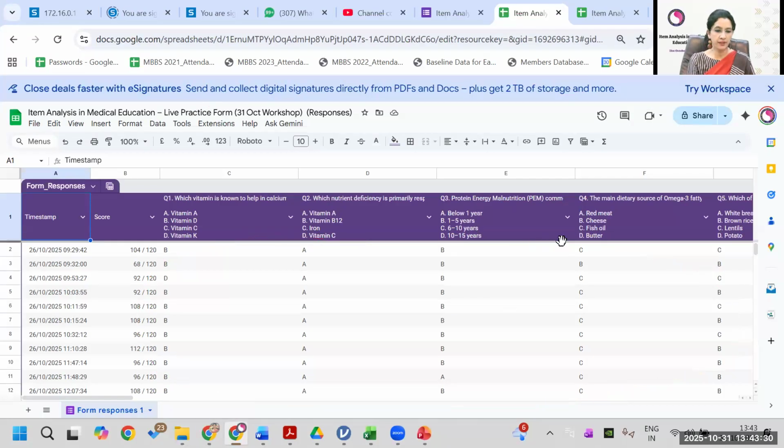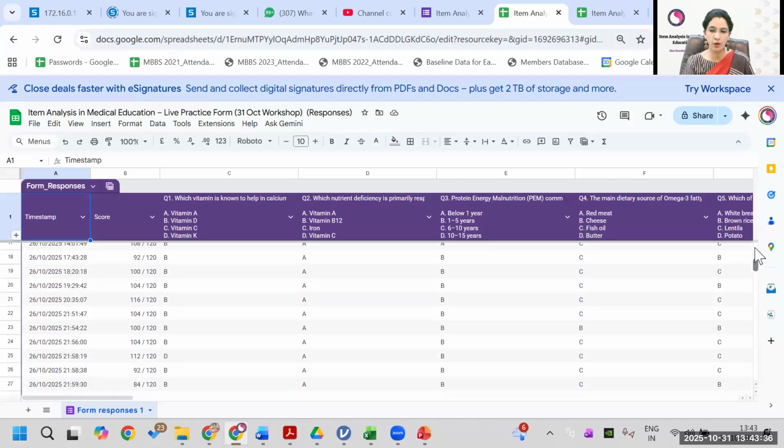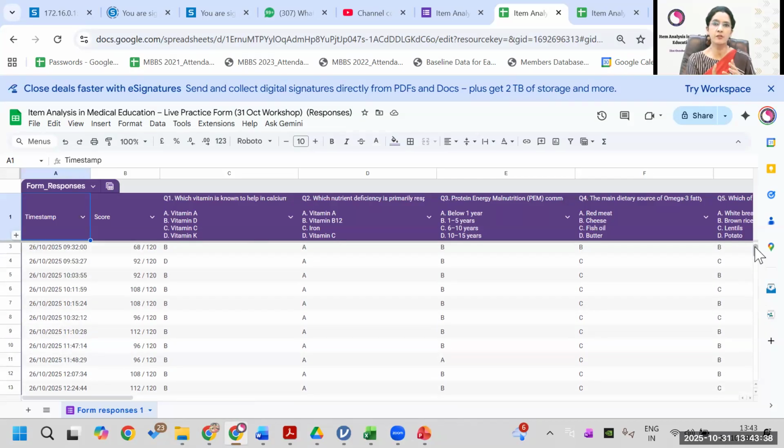So we got the response of 54. There were other people also who have submitted the response, but for this data analysis workshop, we have taken the response of 54 people, because after that, we did not count it in the overall analysis.